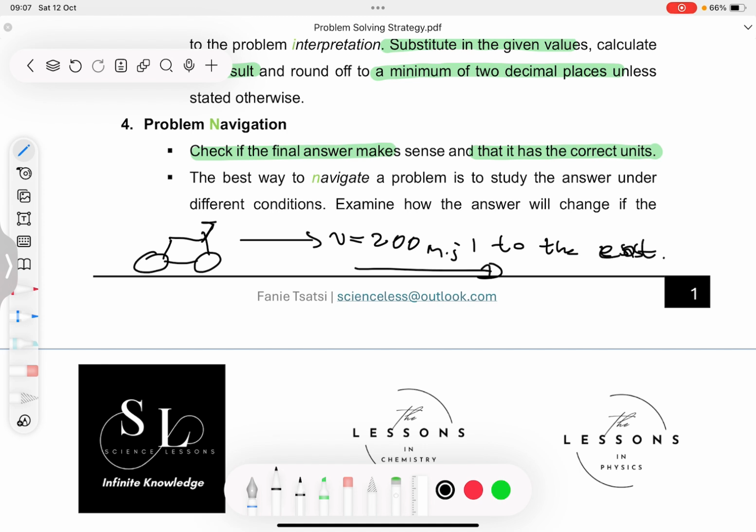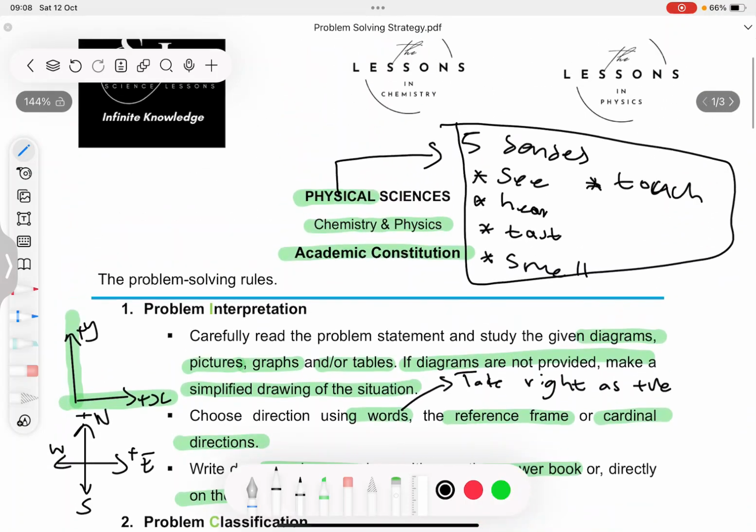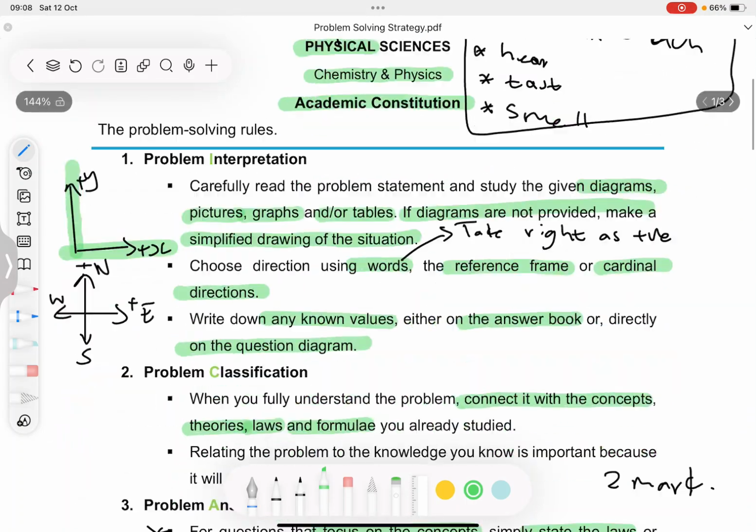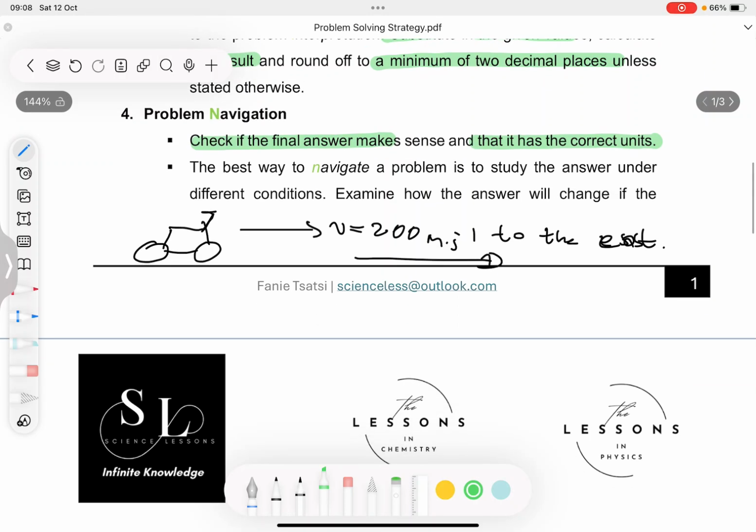Now, if you look at this answer here, 200 meters per second is a very big number for a bicycle. It is not possible in the physical world. As I said, physical science, right? We can observe such a physical phenomenon where a bicycle moves at 200 meters per second? It is not possible. I mean, this is comparable to the speed of a bullet. So a bicycle cannot move at the speed of a bullet.